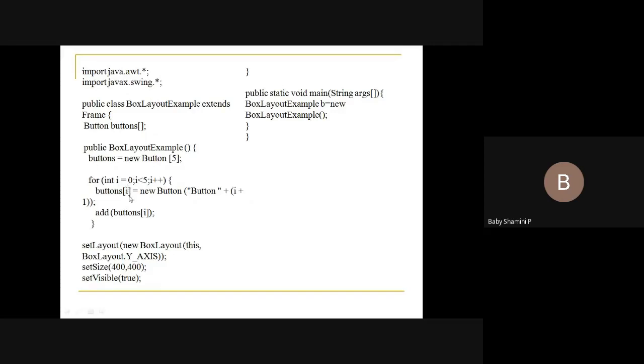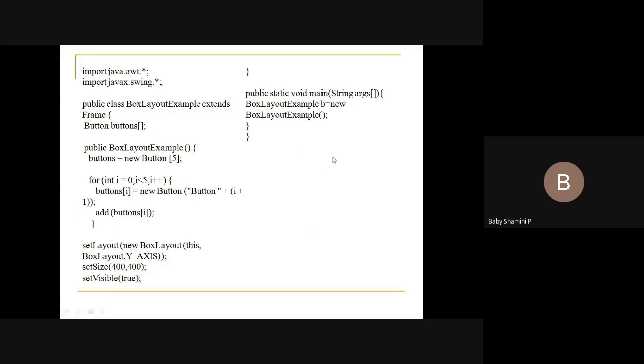b[i] = new Button("Button " + (i + 1)). So the first button value is 1, and in the first region it allocates button 1. Then it increments the i value, and in the second region it allocates button 2, then button 3. In this way it allocates 5 buttons, from 0 to 4. I'm going to add all the buttons in this BoxLayout; that's why I'm using add(b[i]). I'm going to add all the components into the BoxLayout.